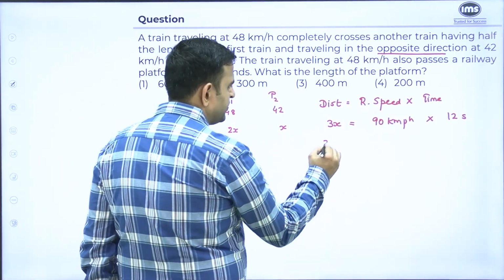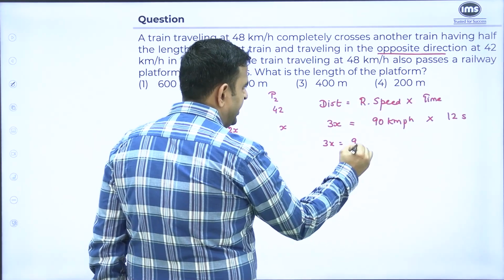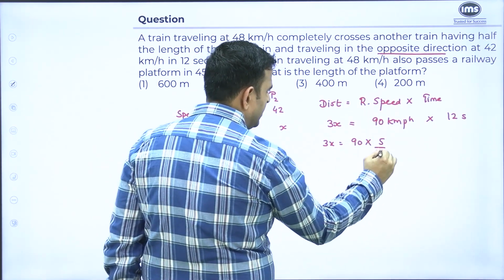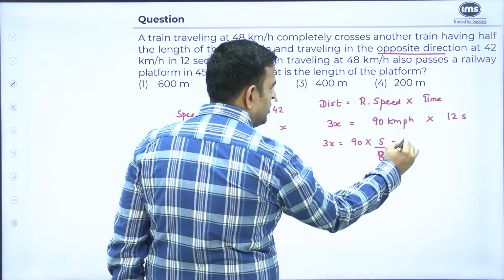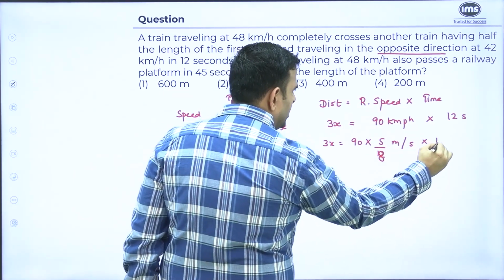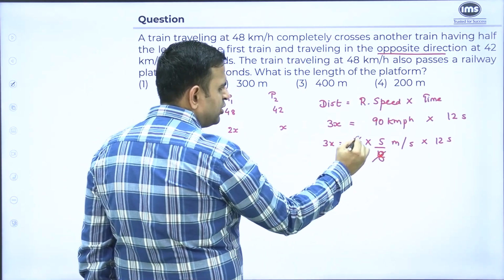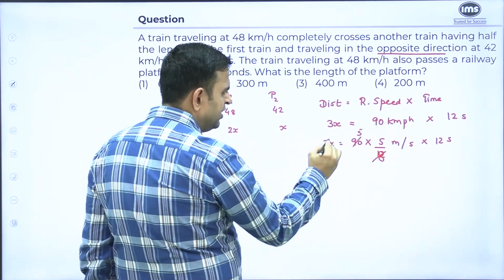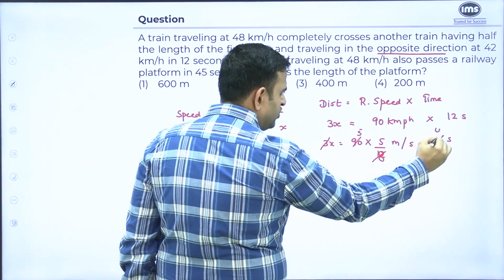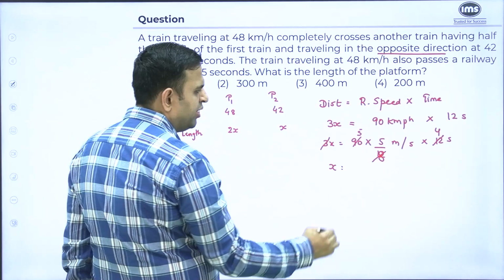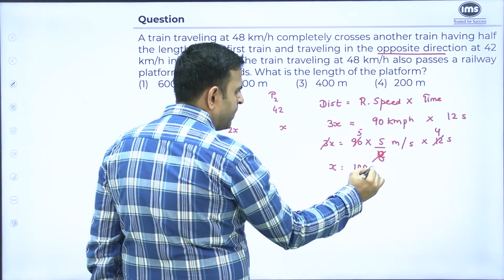So I can say 3x is 90 into 5 by 18 meters per second into 12 seconds. And let's solve for this now. This is 18 times 5. This is 3 times 4. So the value of x, one can clearly see, will become equal to 100 meters.